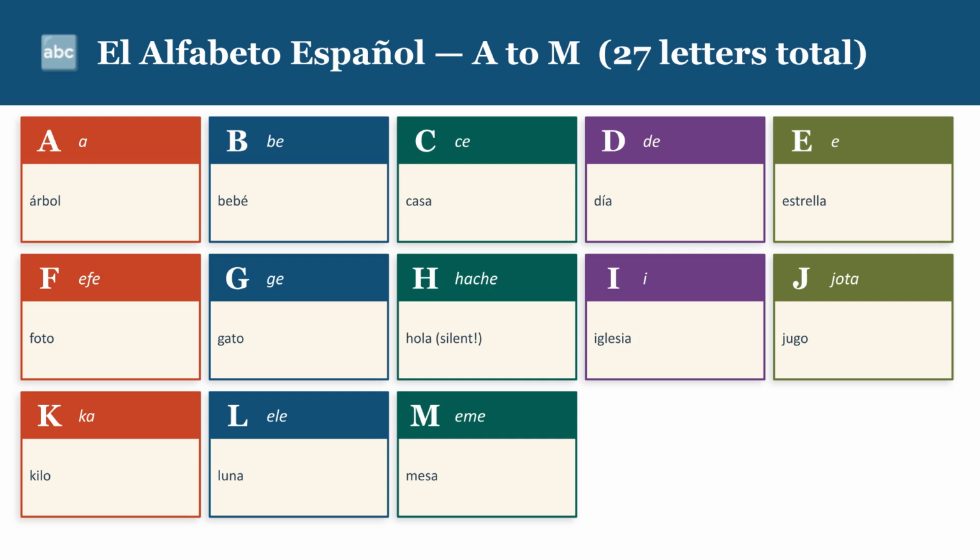Here are the letters from A to M. Notice that each letter has a name and an example word. For example, A is A as in árbol, B is B as in bebé, C is CE as in casa, and H is hache as in hola and is silent.